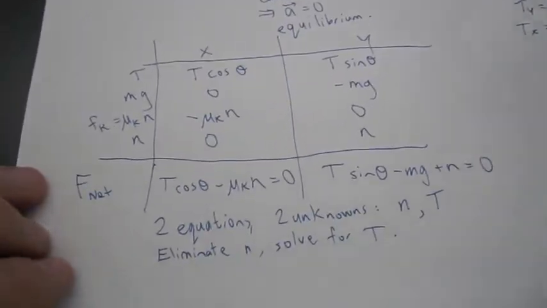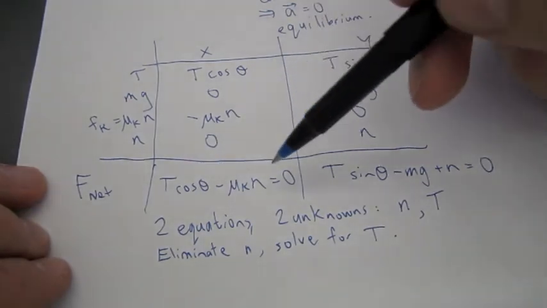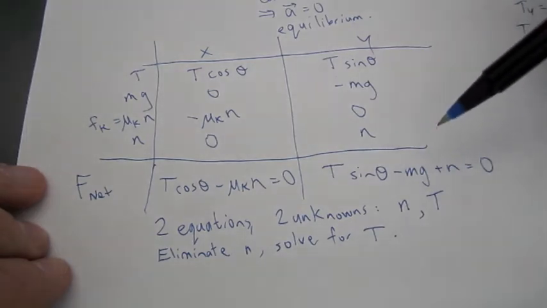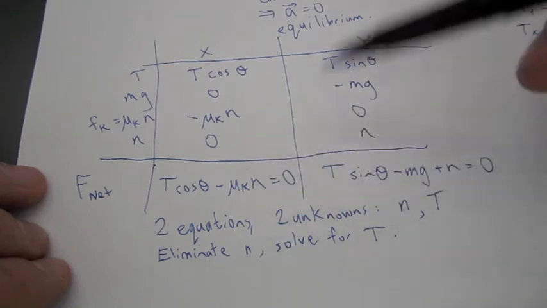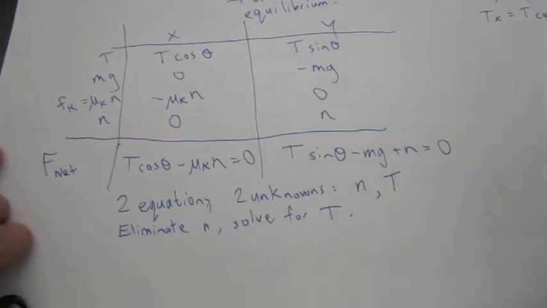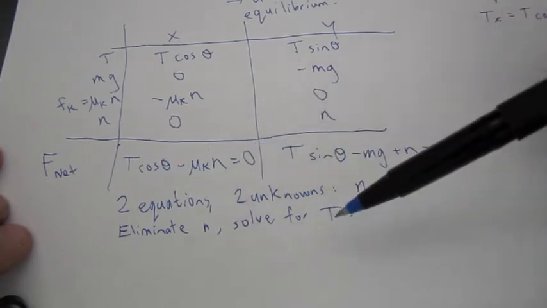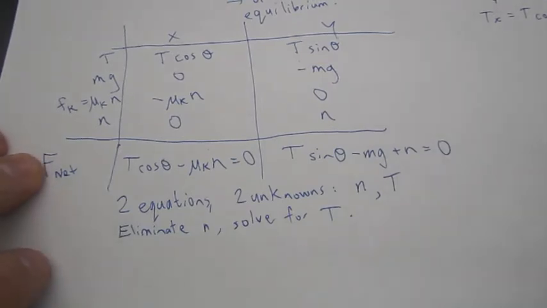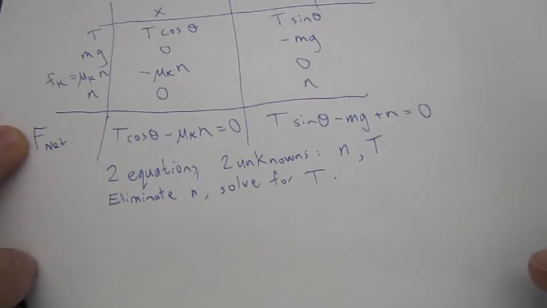So we don't know t, we know theta. Theta equals 25 degrees. We know mu sub k, and we know g. We know the mass is 45 kilograms. The only things we don't know are n and t. So it's 2 equations, 2 unknowns. We're going to solve for n in one of these equations and then plug it into the other equation to eliminate it and solve for t. So why don't we use the y equation to solve for n.